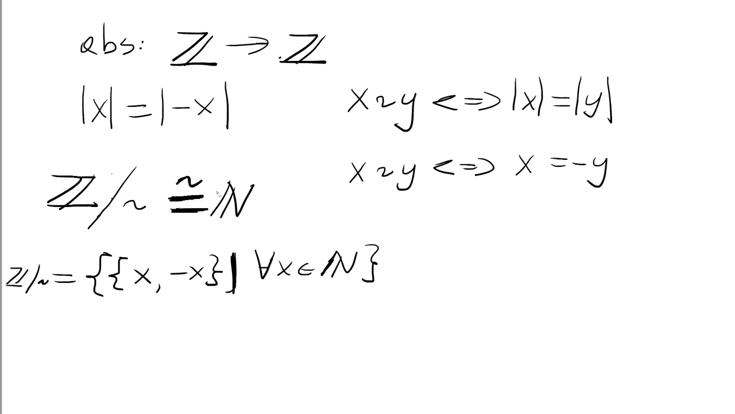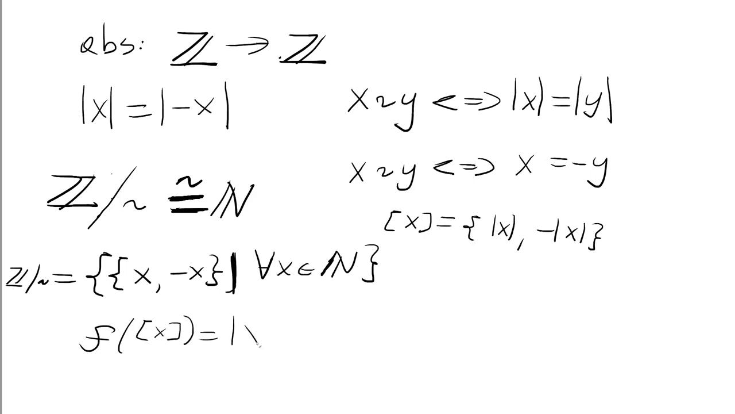This is the set of equivalence classes. So we can state explicitly that the equivalence class of some number x is the set of the absolute value of x and negative absolute value of x, if we want to go really explicit here. Now, we have an induced function from the set of equivalence classes that goes f of the equivalence class of x is equal to the absolute value of x.